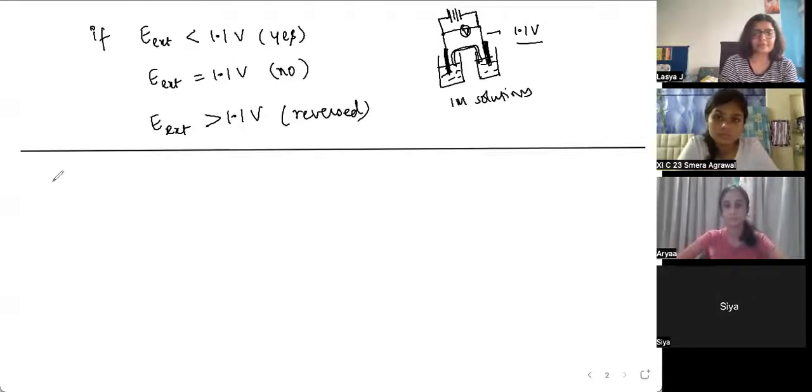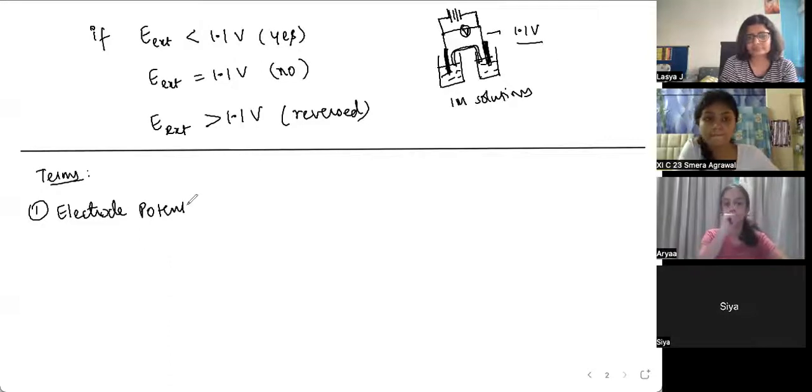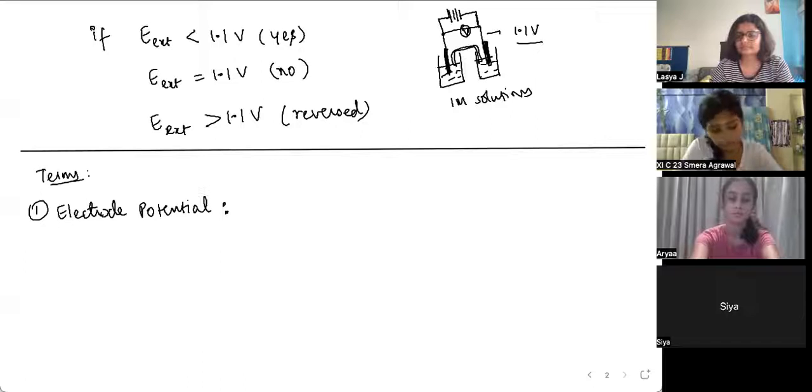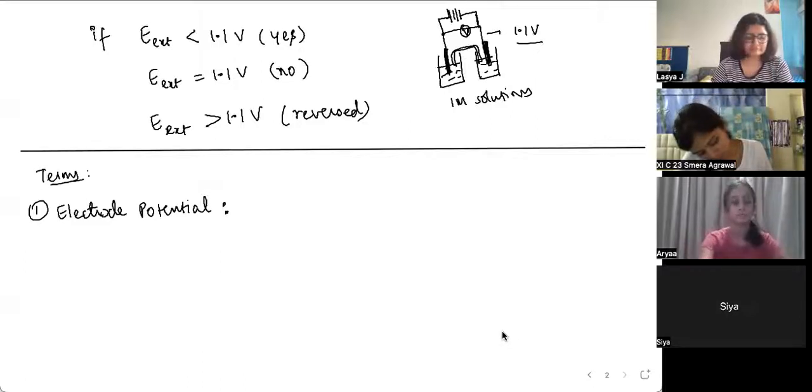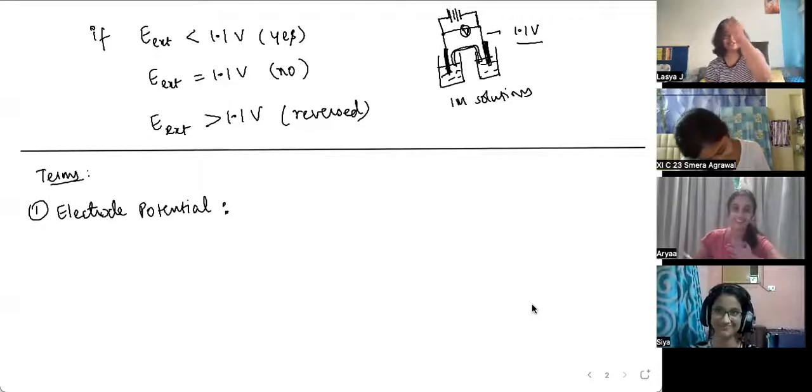Yeah. Okay. So some terms that we use in this chapter. The first one being electrode potential. What is electrode potential? Potential of the electrode to. Perfect. Yes. Potential to do what?